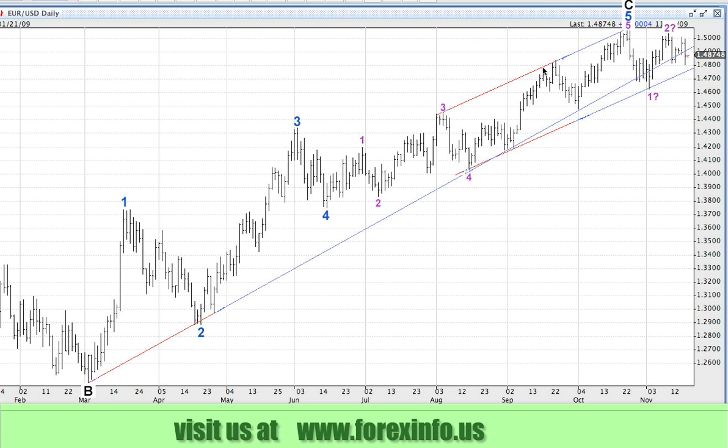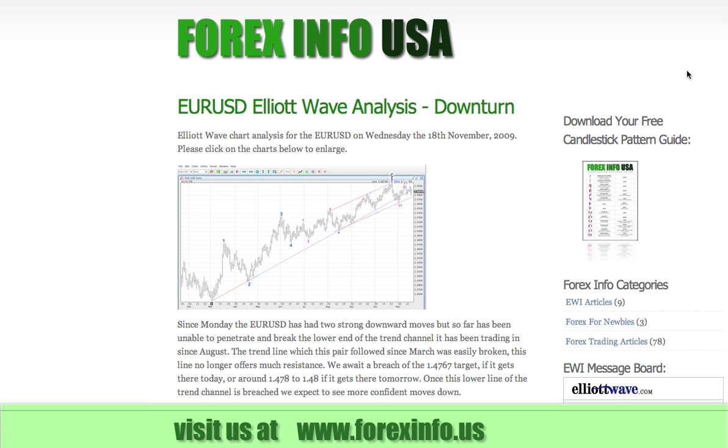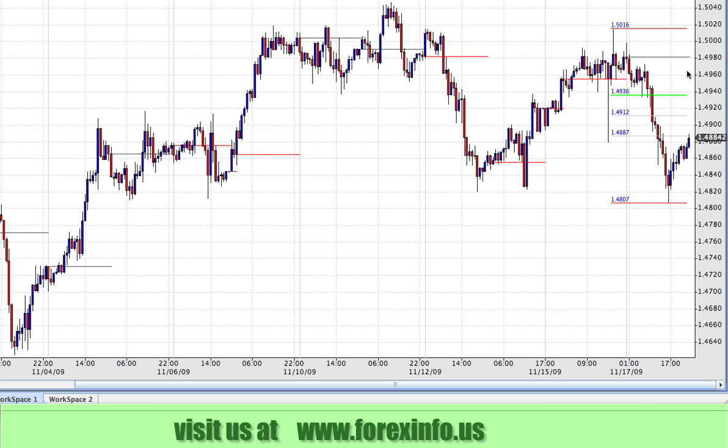This trend channel that the pair has been trading in since August is now our next point of resistance that we're looking at closely. On the downward side, if it gets there today, we're looking at a target of 1.4767. If it doesn't manage to get down there today, if it gets down there tomorrow or so, 1.478-ish, somewhere around there.